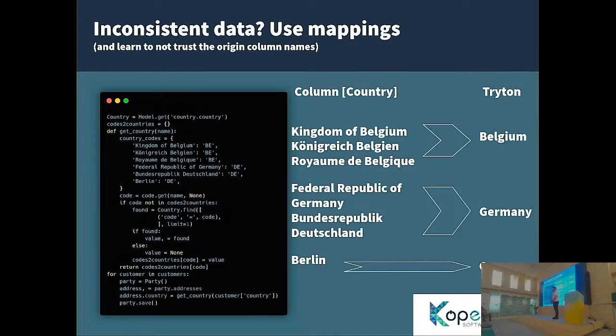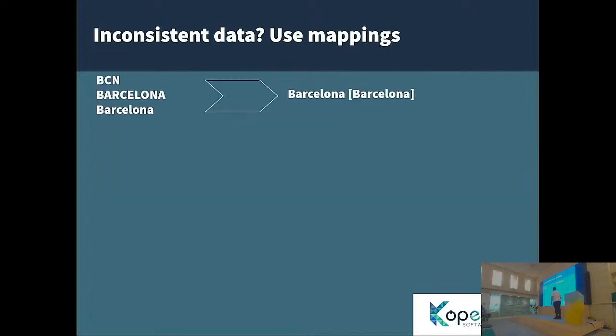And we can also correct data that's wrong, such as Berlin being in the country column. Maybe it's not consistent, so we can correct that. So learn to not trust the origin column names. It's also a lesson you can apply today.